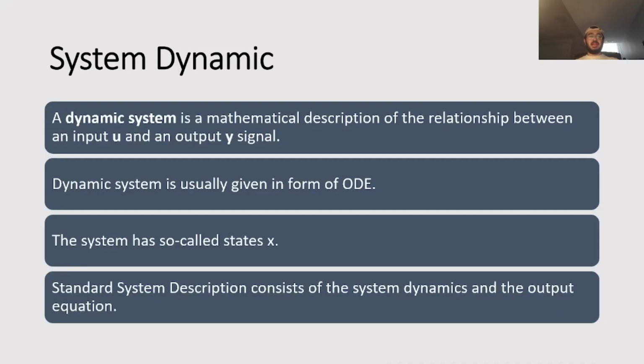System dynamics is a mathematical description of the relationship between an input signal u and an output signal y. For example, if you want to turn a car, input would be the steering angle and output would be the turn. It's usually described in the form of ODEs. ODE is ordinary differential equation, which states the relation between multiple variables, and also in the form of states.